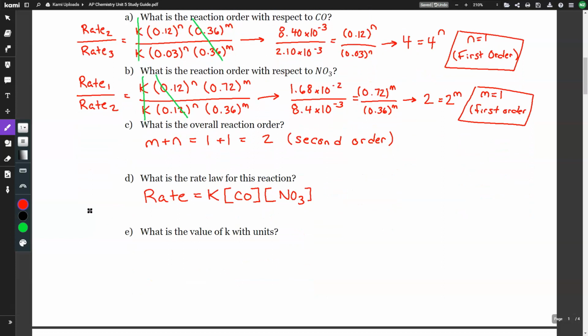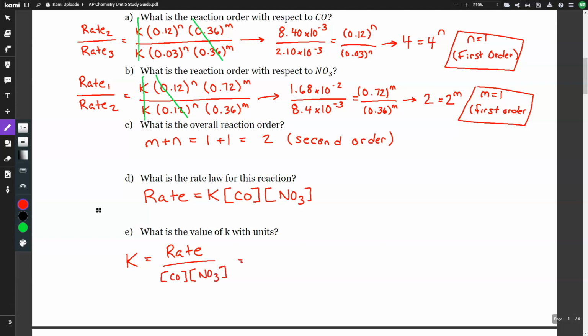All right, it says, what is the value of K with units? So if I were to solve our rate equation for K, I would have K equals, we would have to divide both sides by CO and NO3. So we would have rate over CO and NO3.